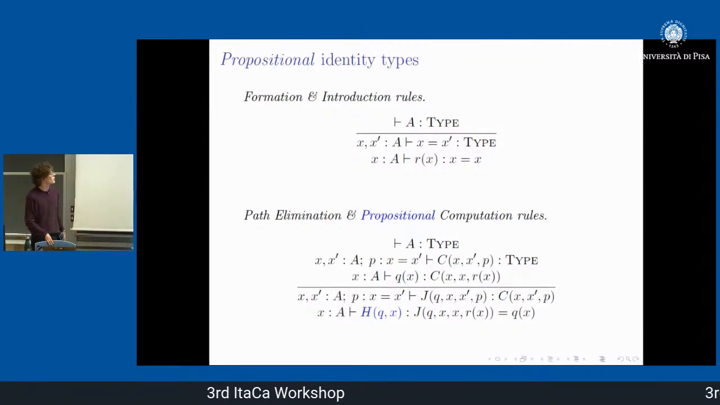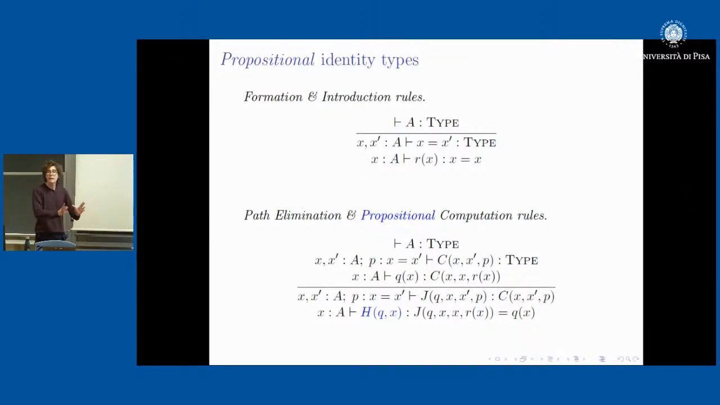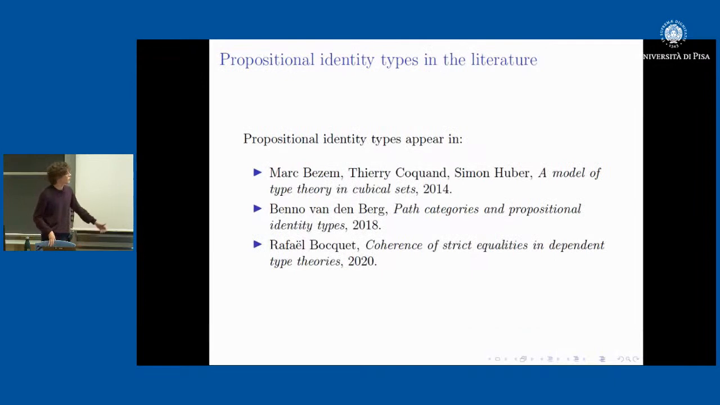These are the propositional ID types. We require that they exist in our type theory. ID types were considered, for instance, in 2014, in a cubical setting. These authors were trying to produce a model of Per Martin-Löf dependent type theory. And in this case, there was no way of making the judgmental computation rule of the ID types strict. It only appeared in propositional form.